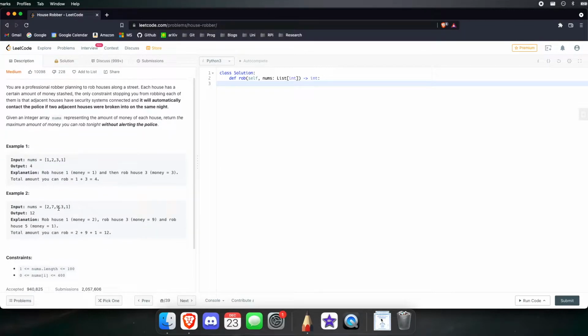Here in the third example, we can rob 2, 9, and 1. Now the way they set up these examples, they made it look as if you either want to rob every house in the even indices or every house in the odd indices, but that's not the case at all. Because we can have a nums array that is something like 4, 1, 1, 4. And what we want to rob is the first house and the last house.